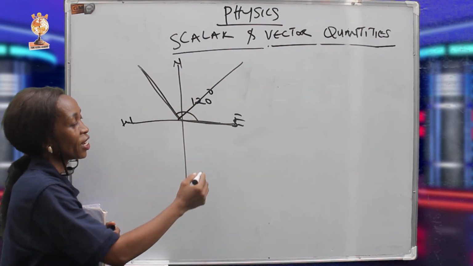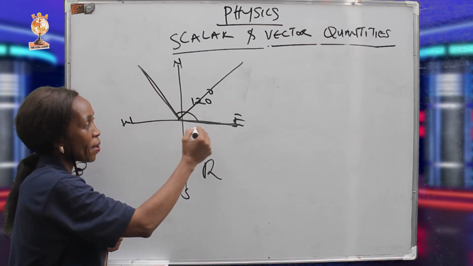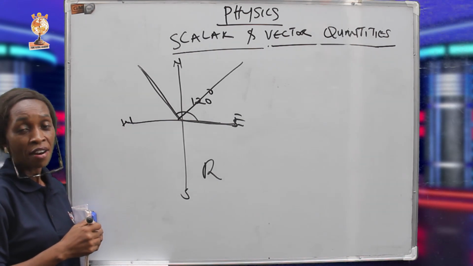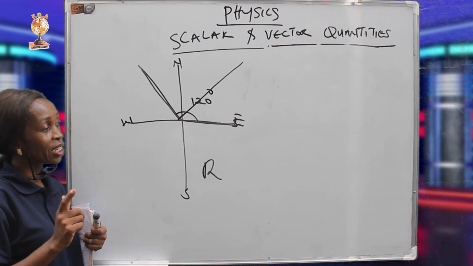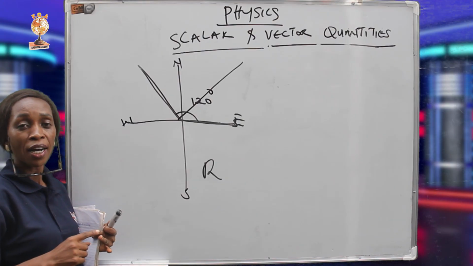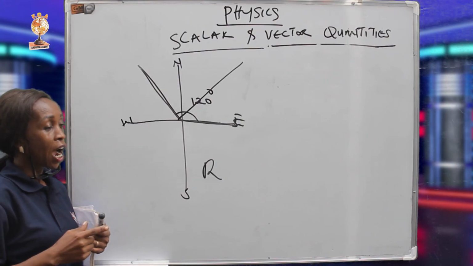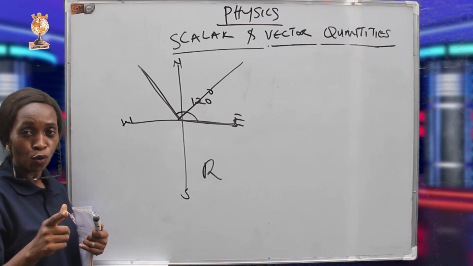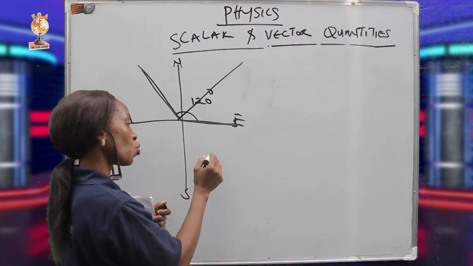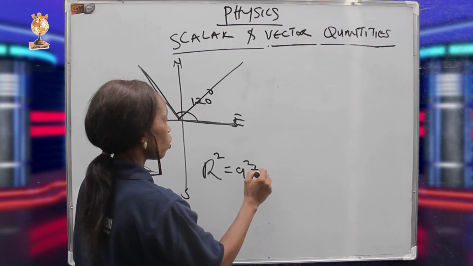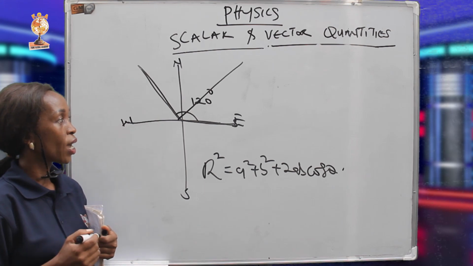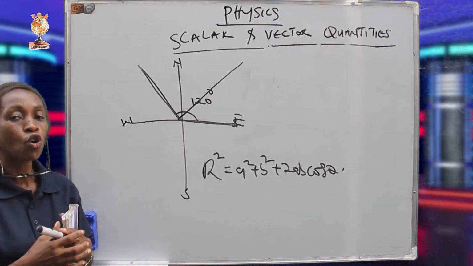R. Now to find their resultant R, remember it is not 90 degrees to each other. Remember they are not moving in the same direction. Also remember that they are not moving in the opposite direction. So I will no longer use Pythagoras' theorem. I will no longer use the addition method. I will use what I call the cosine rule. That is also our application of mathematics. Cosine rule: R squared now becomes A squared plus B squared plus 2AB cos theta.